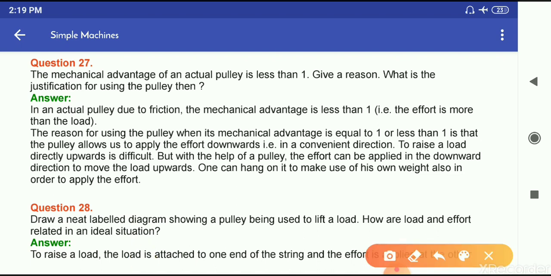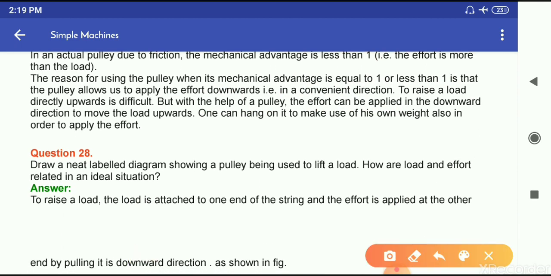So in an actual pulley, due to friction, the mechanical advantage is less than 1. The reason for using the pulley when its mechanical advantage is equal to 1 or less than 1 is that the pulley allows us to apply the effort downwards, that is, in a convenient direction. To raise a load directly upward is difficult, but with the help of a pulley the effort can be applied in the downward direction, as I already explained to you today in this video. By using a pulley we can apply the effort in the downward direction, which is convenient for us. Therefore we use a pulley even though its mechanical advantage is equal to 1 or less than 1.